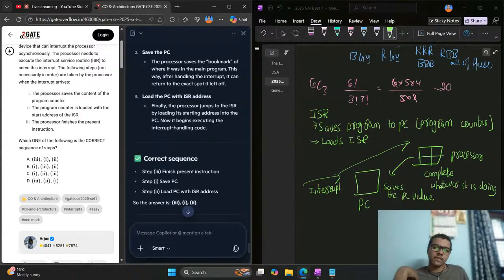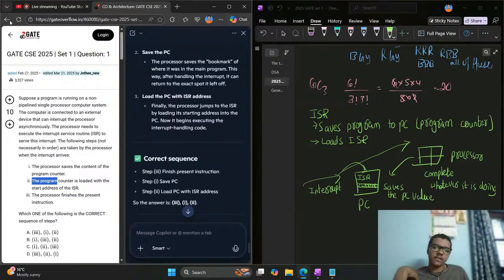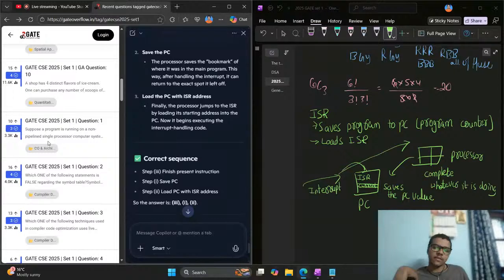The processor saves the content of the program counter, and then the program counter is loaded with the address of the ISR. Okay. Let's say this is a stack or something. It contains ISR and it contains the current. I don't know if you can see that or not. Okay, this is 3 and this is 1. This is 2. That's good. So, a basic question on ISR.